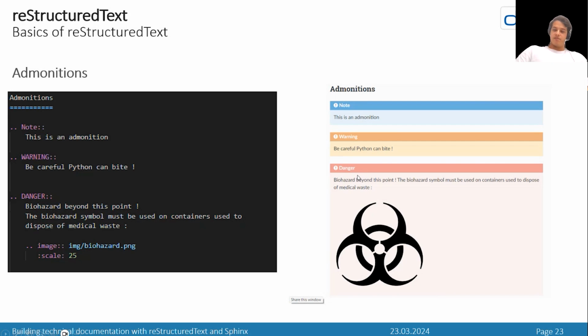So in case you have something very important in your documentation, something not to do, you can simply mark it as danger: don't do this, otherwise it will destroy something. And as you can see, we can also include a directive within another. In this danger admonition directive, I can just put an image.